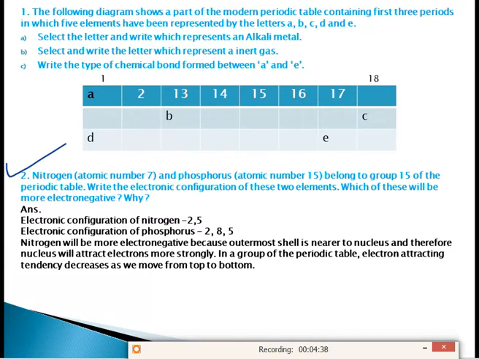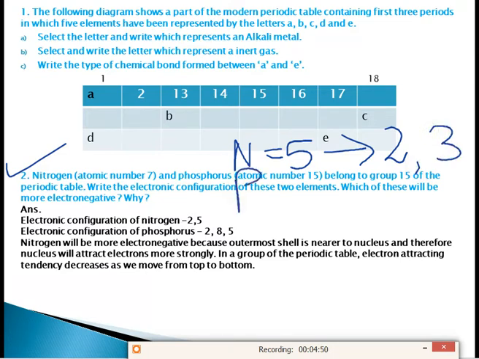So first of all, we have to write the electronic configuration of nitrogen and phosphorus. Atomic number of nitrogen is 7. So in the first shell, 2 electrons will be present, and the rest of the electrons will go into the next shell, that is 5 electrons. Now for phosphorus, atomic number is 15. We'll write the electronic configuration. The first shell 2 electrons, second shell 8 electrons, and the rest of the electrons will go into the next shell. 2, 8 and 5. So this is the electronic configuration which was asked in the question.